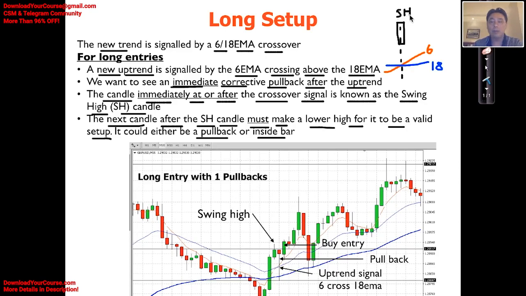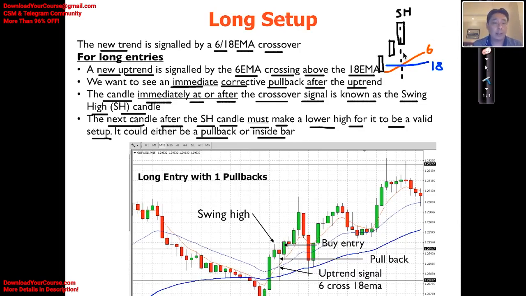And this candle should be the highest point right at or right after the cross. So in other words, right before the swing high candle, you see a series of candles before that. And again, this candle needs to be the highest high of all the recent previous candles during this upward move. Okay, so that's a swing high candle.